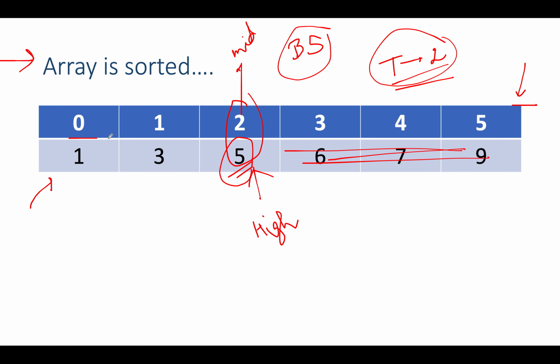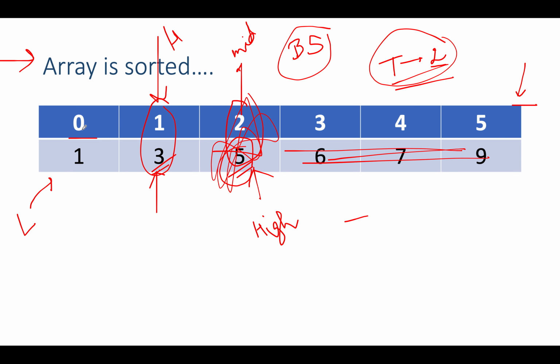Let's proceed ahead. Low is pointing to 0, high is pointing to 2. Let's go and find out the middle element. The middle element turns out to be 3. Let's make the comparison. The target value is 2, the middle value is 3. So we can safely ignore all the entries to the right of it. So these can be ignored and high gets updated to 1. Let's proceed ahead.